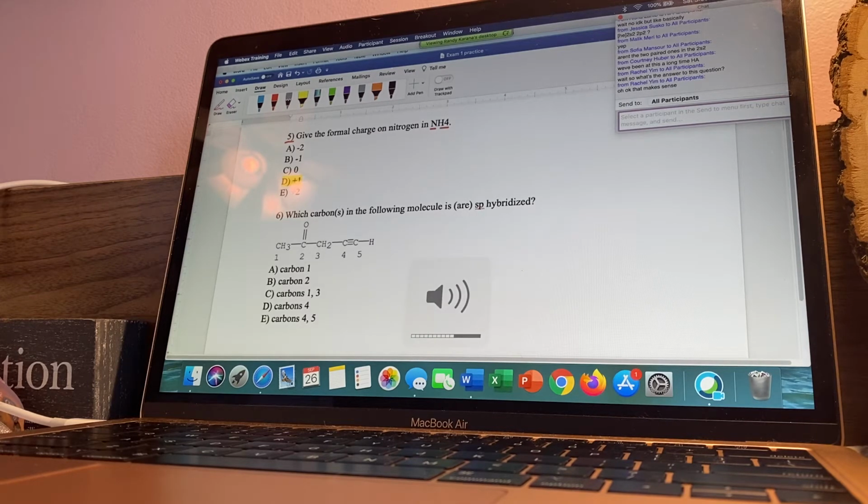Yeah. All right. So basically you're looking for whichever one, I mean, you're just trying to find a triple bond first, because that's usually where there's sp. And so at 4 and 5, they're both triple bonded, and they don't have any extra hydrogens attached to them. So each carbon is only attached to 2 other things. And so both 4 and 5 are sp.